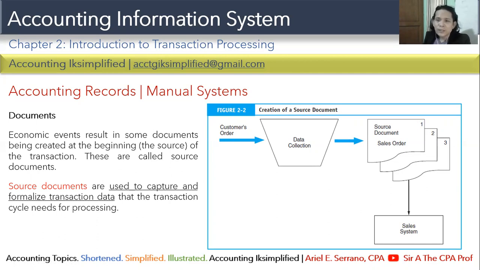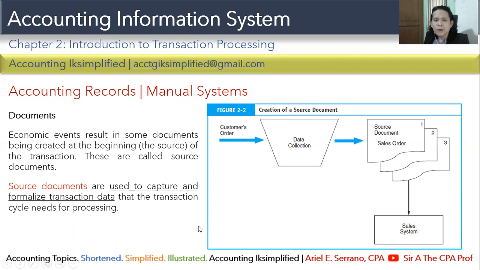Now, etong sales order is what we call the source document kasi ito yung magi-initiate ng mga susunod na transactions. Okay? Please take note that when we talk about source document, yung aking in-underline dito, these are used to capture and formalize transaction data. Okay? So that's one type of document.